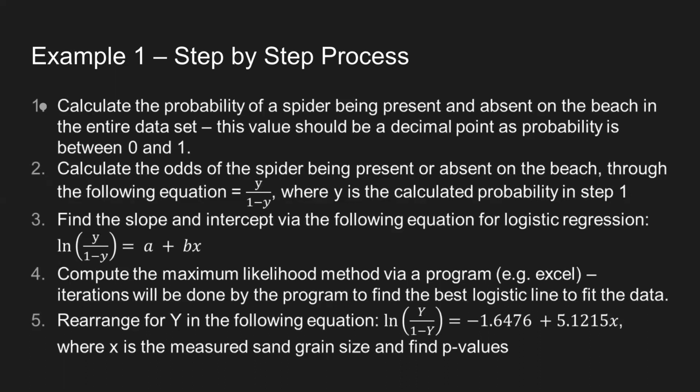Typically, because this data set is pretty small, it was 20 or 30 iterations from what I read, but it's usually a lot more because you need to do many iterations to find that best line of fit. And then this is the equation that came out of it, and you just have to rearrange for y, so you can input any sand grain size you want and find out the probability of a spider being there or not on any beach.